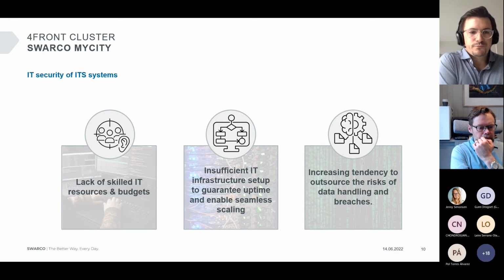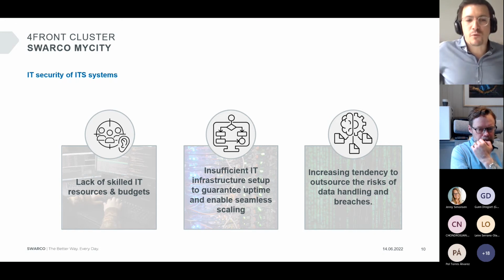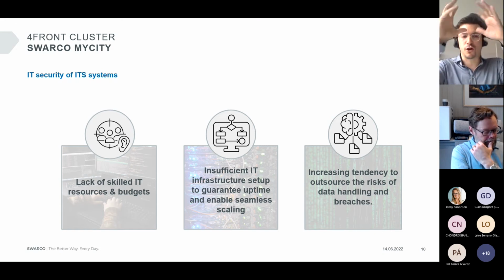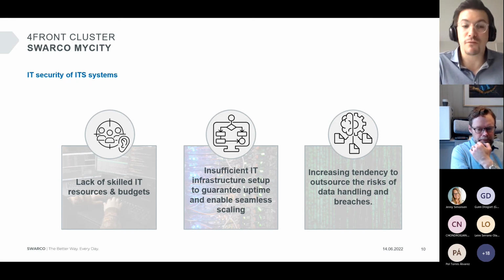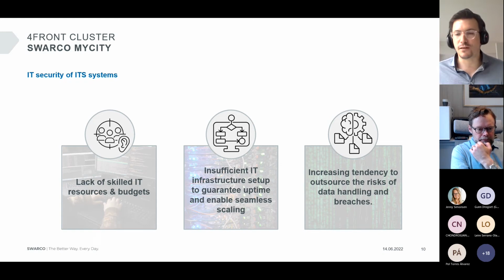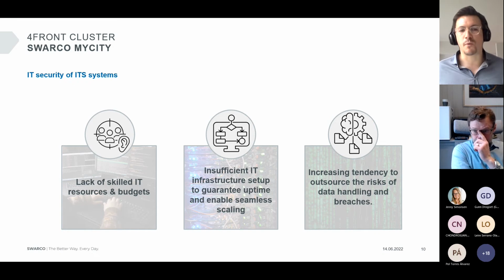So here, first of all, lack of skilled IT resources and budget. Cities state to us, and specifically when we talk about the 90%, so not the large-scale cities like the Parises, Romes, and Berlins of this world, but everything below, they lack having these people, they lack finding these people, and they don't have the budget for finding these people. Number two, they have insufficient IT infrastructure set up to guarantee uptime and enable seamless scaling. They still have their server rack with a couple of wires.